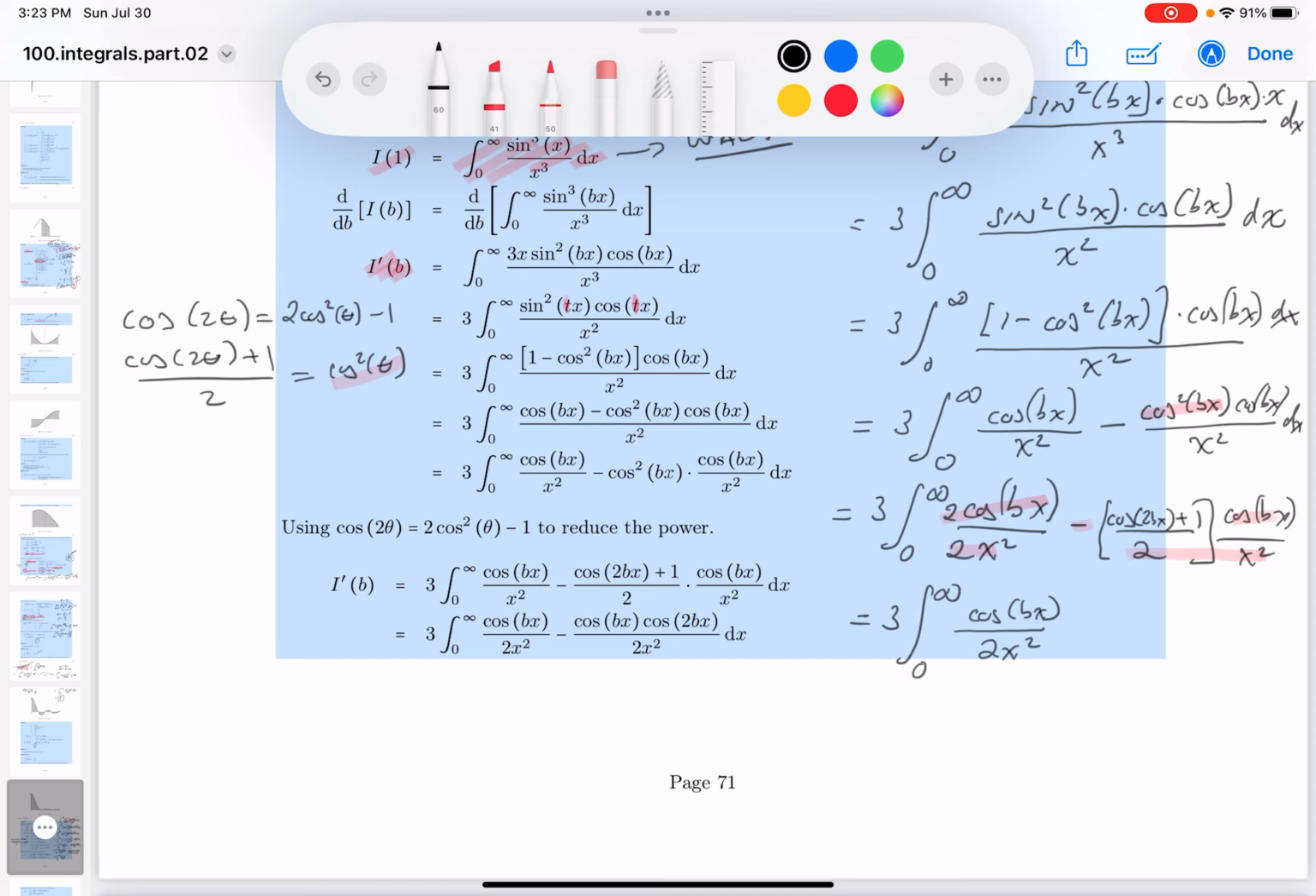All right, then what do you get? You get minus, let's be careful, cosine, I'm sorry, I want to make that 2bx. I want to make it clear. Cosine 2bx times cosine bx over 2x squared, dx is over here.